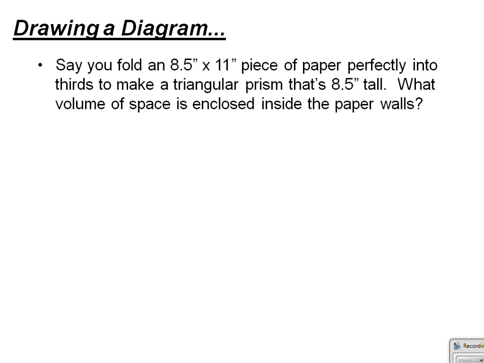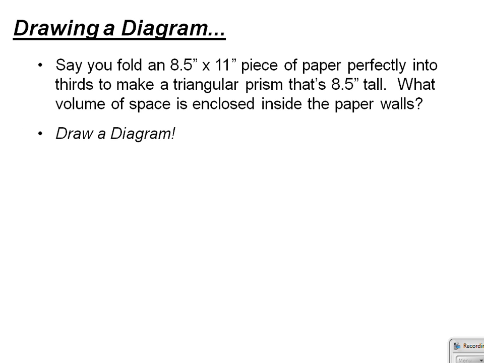But if you read through the problem and also make use of diagrams, you should be able to reason your way through the problem. For example, here, let's say that we're given an 8.5 by 11 inch sheet of paper, and we're asked to construct a triangular prism from that sheet of paper by folding it into thirds. And we want the height to be 8.5 inches. What volume of space is enclosed inside these paper walls? Well, let's try this out.